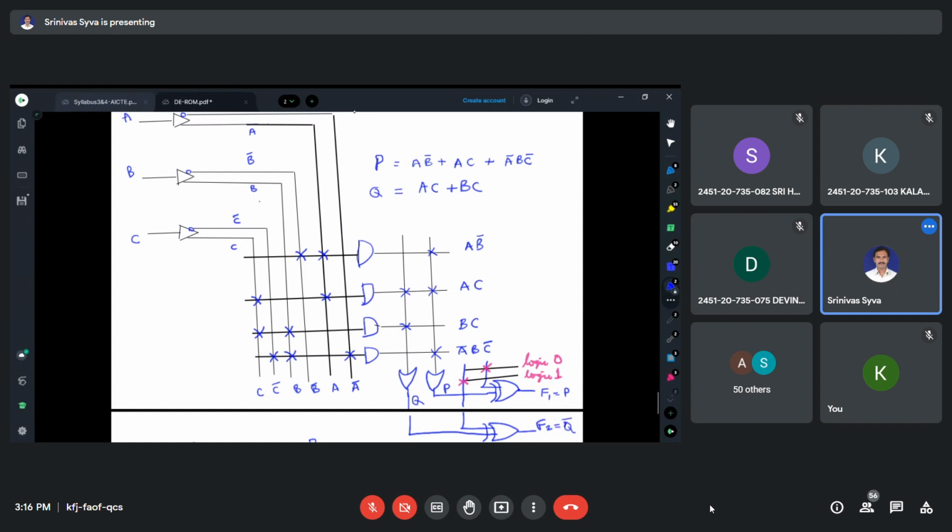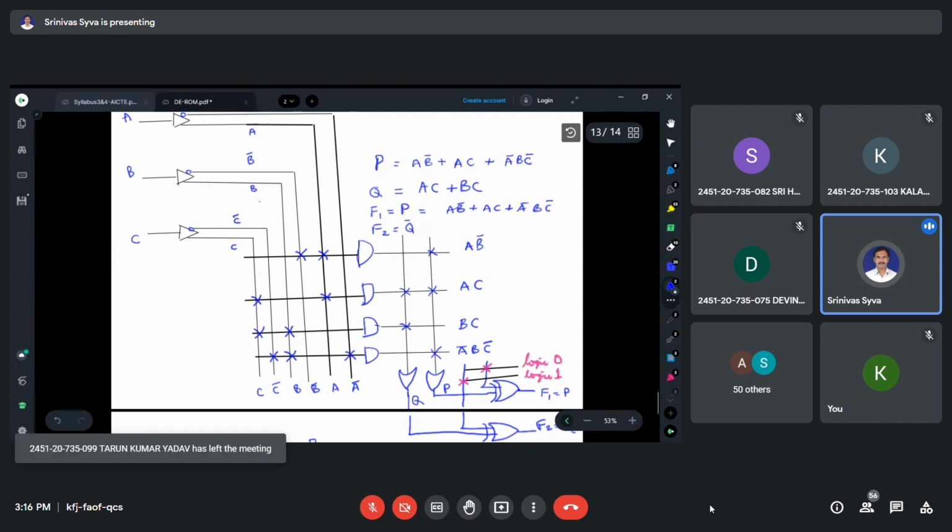But here F1 is same as P, that is AB bar plus AC plus A bar B C bar, whereas F2 is equal to Q bar. See, Q bar.